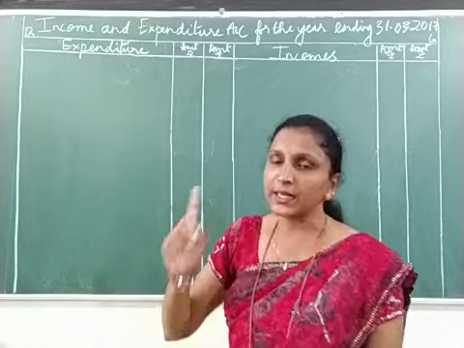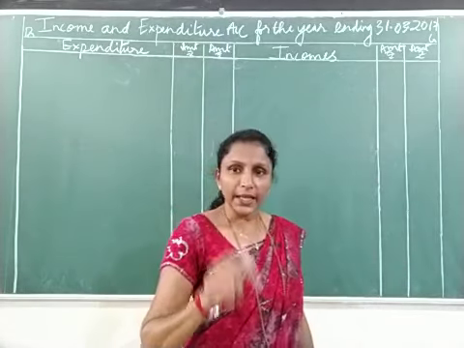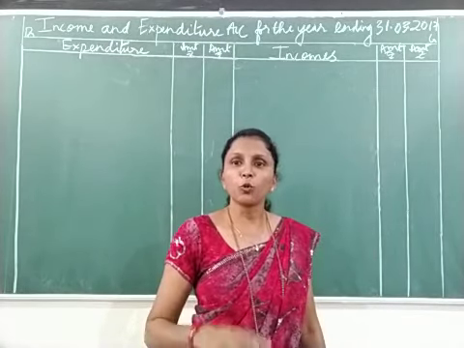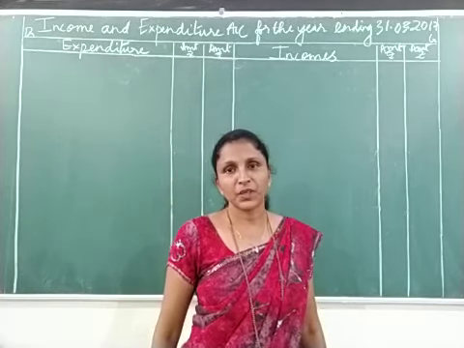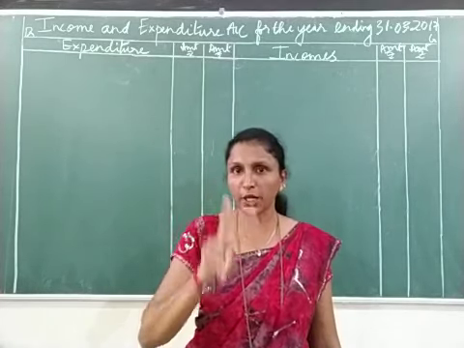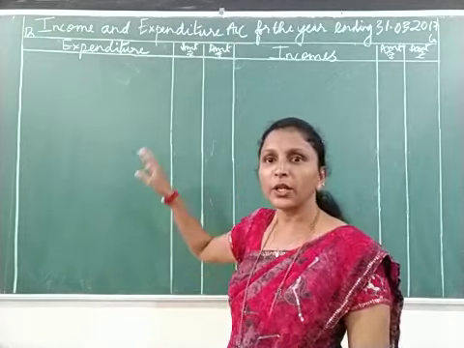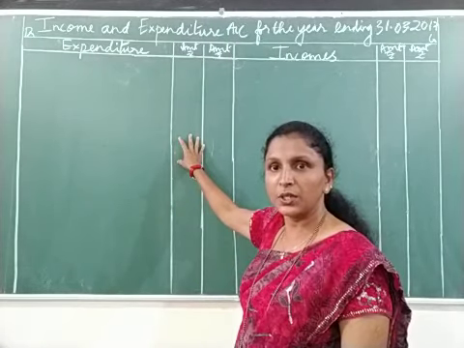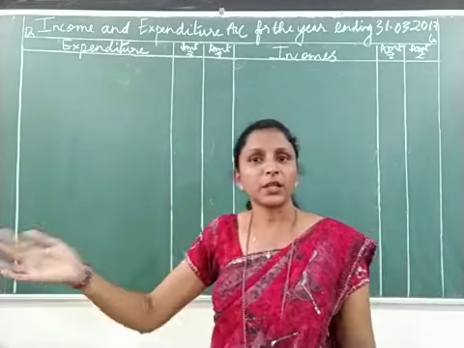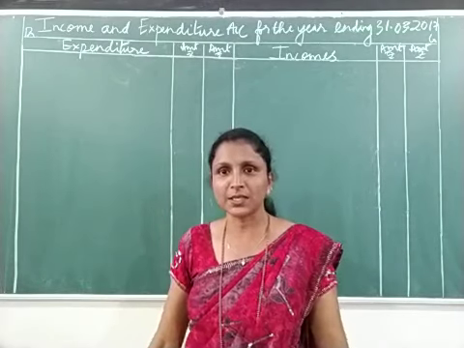But we studied last year that given adjustments should always appear twice. Adjustment should be recorded two times. Once we have to record it in the income and expenditure account, and second time we have to record it in the balance sheet. So keep these things in mind.